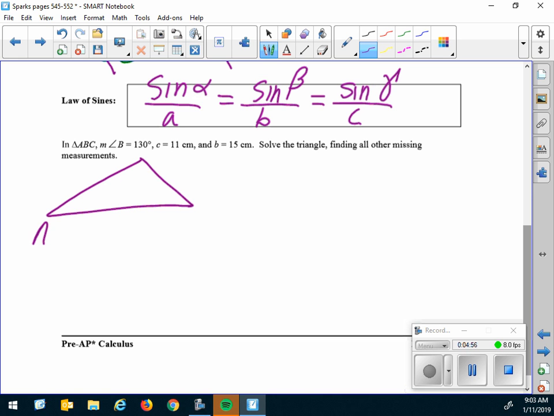I'm going to do it like this. I'm going to name these alpha, beta, gamma. Please do not be stressed about Greek letters. It's not an issue. It isn't. Now, if you want to use big A, big B, big C, that's fine. Same thing. All right, B is 15. C is 11.